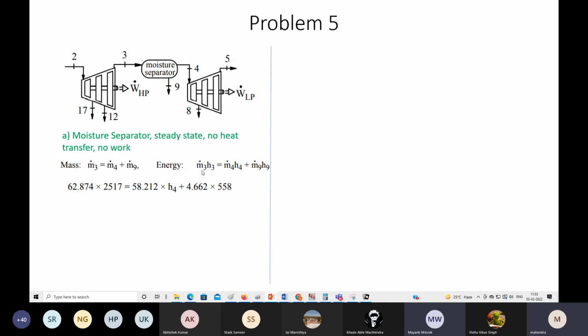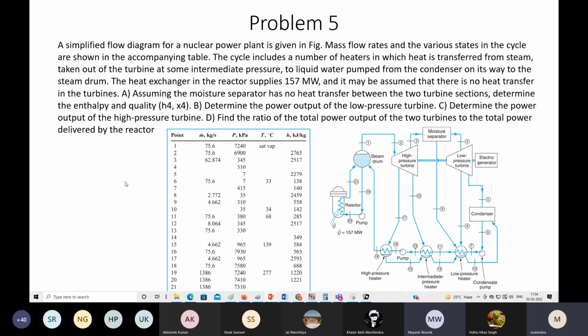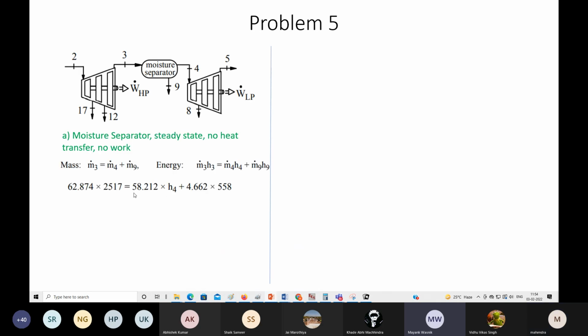What we need to do here: the masses M3, M4, and M9 are given in the table. M3 is 62.8. M4 we may need to calculate, and that itself is your problem. M9 mass is given. This is the equation.